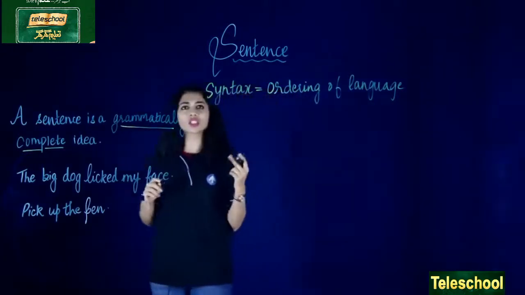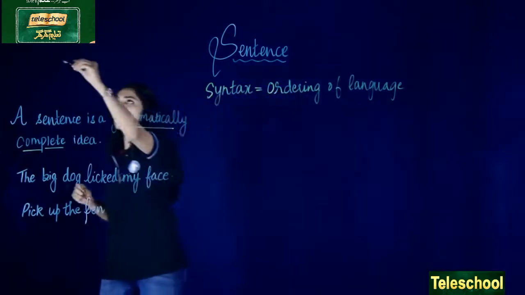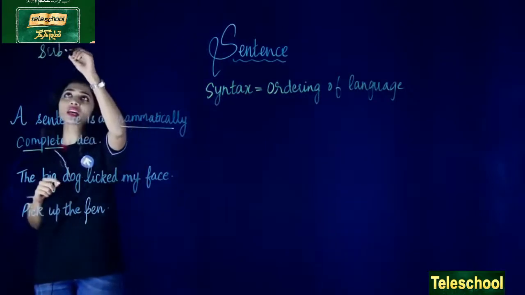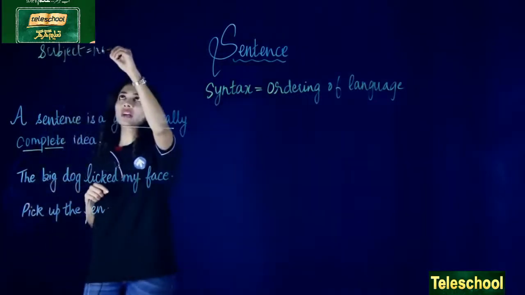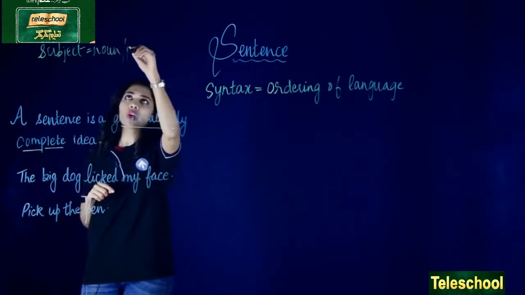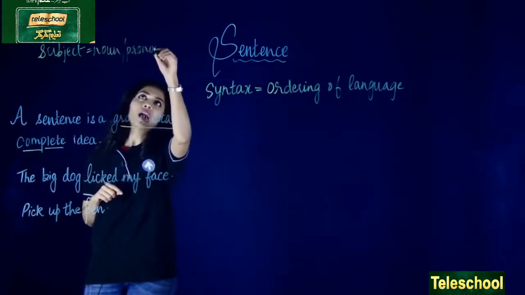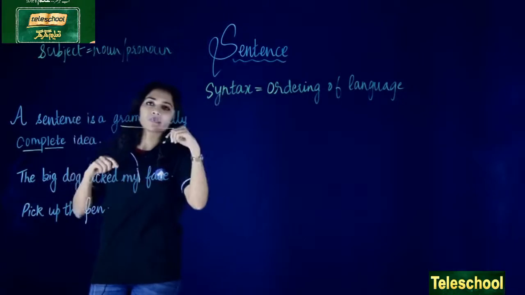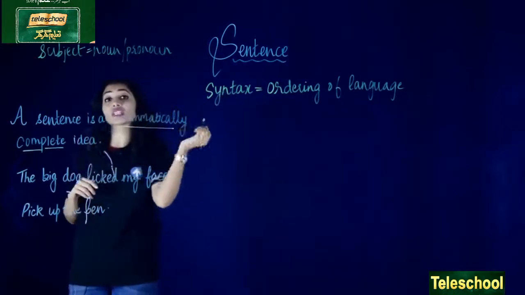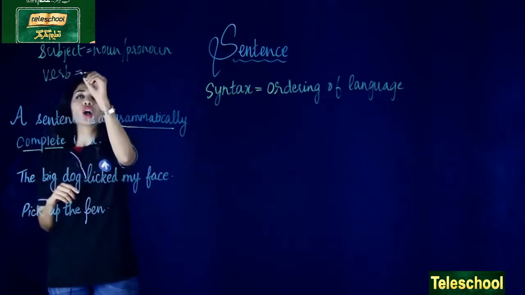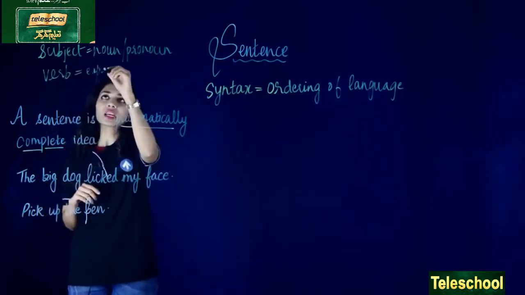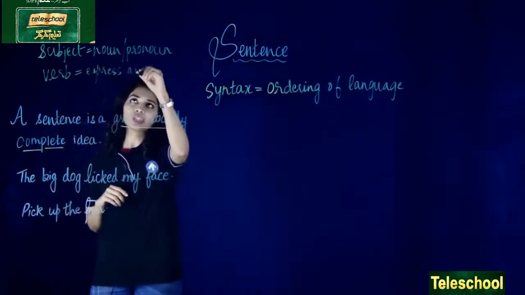A sentence consists of two parts. The first one is the subject part, which is normally denoted by a noun or a pronoun, and the subject part normally performs an action. Well, action, that brings us to the second part, which is the verb part. So, a verb expresses an action.